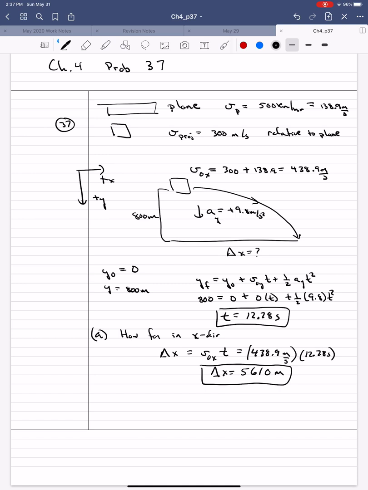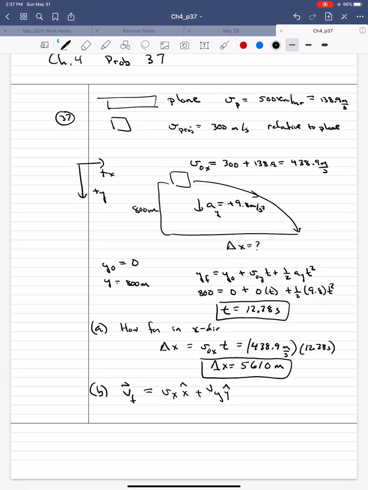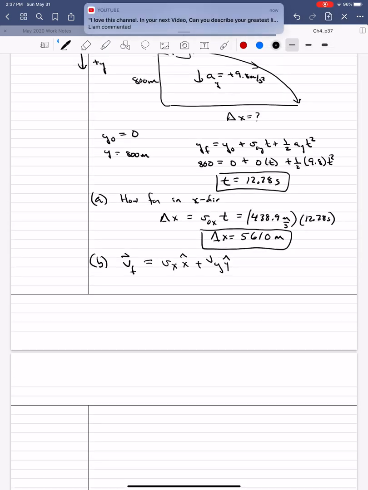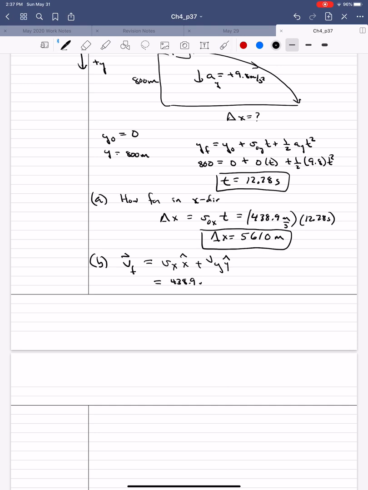And then in part B, we ask for the final velocity or the final speed. And so the final velocity is going to have an x component and a y component. And in the x direction, the speed isn't going to change. So in the x direction, the speed is going to continue to be 438.9 meters per second. And then in the y direction, I don't know yet, but I know that in the y direction it starts off not moving, and it's in the air for 12.78 seconds.